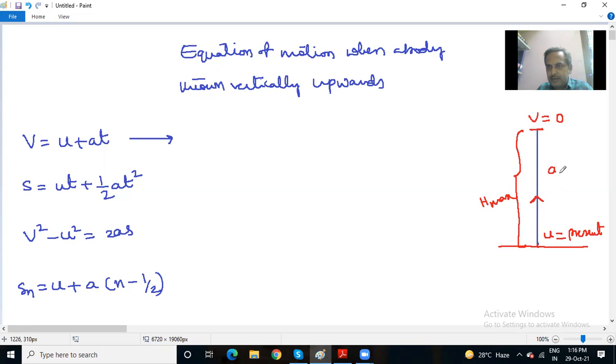As I told you in the previous session, a is permanently to be taken negative, t permanently positive, whether the motion is downwards or upwards. So s is to be taken as H max, initial velocity present, final velocity 0. Now let us start substituting one by one. When it reaches maximum height, v is 0, equal to u given, a is taken as minus g, whether downwards or upwards.